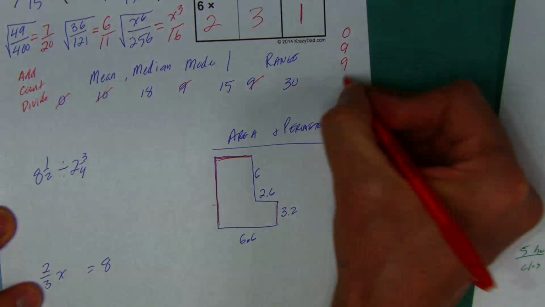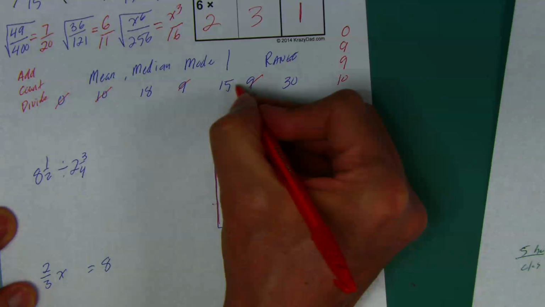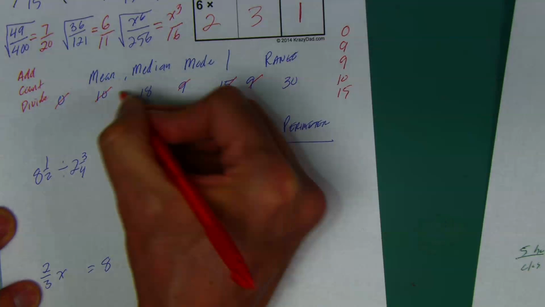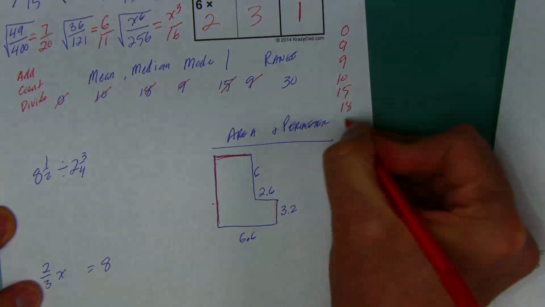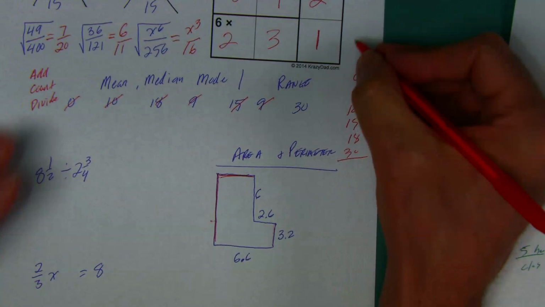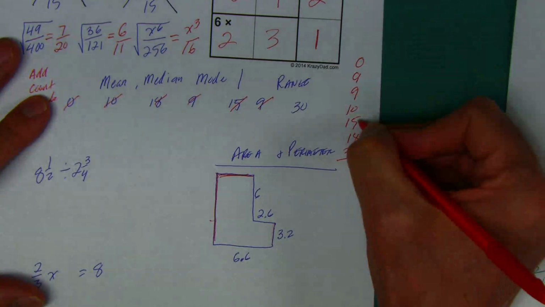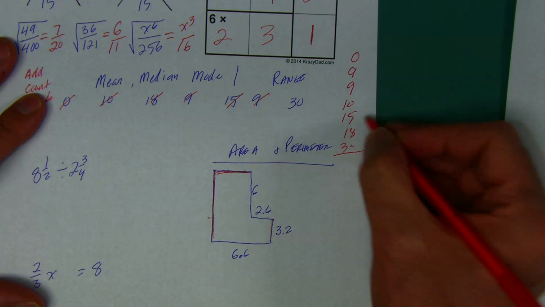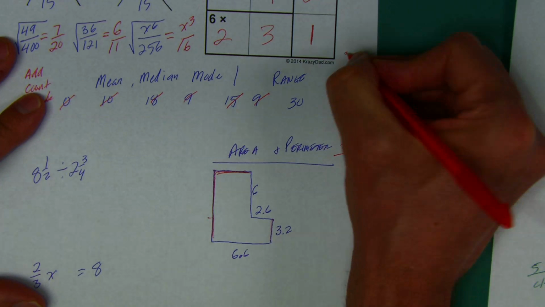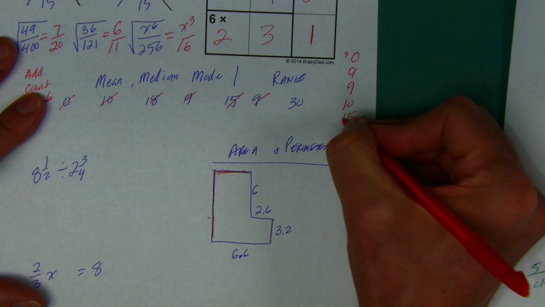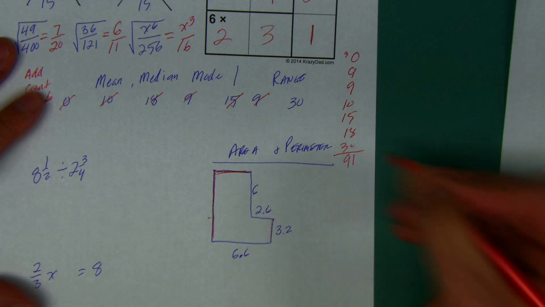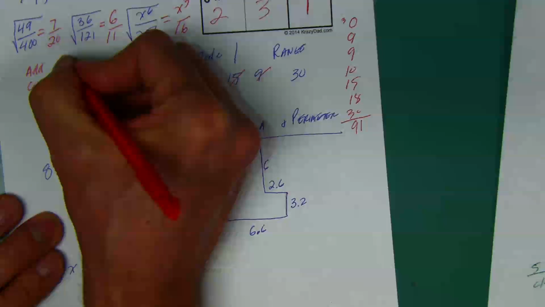There's a 10. Next one looks like 15. Then 18. And then 30. So let's add them all up. 18 plus 5 is 23. 23 and 8 more is 31. Carry the 3. 3, 4, 5, 6 plus 3 more is 9. So 91 is when I add.